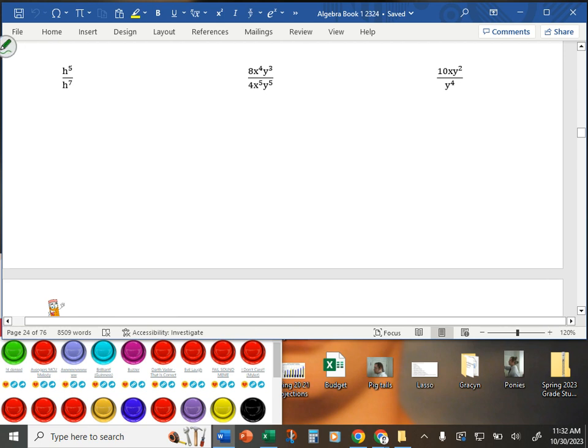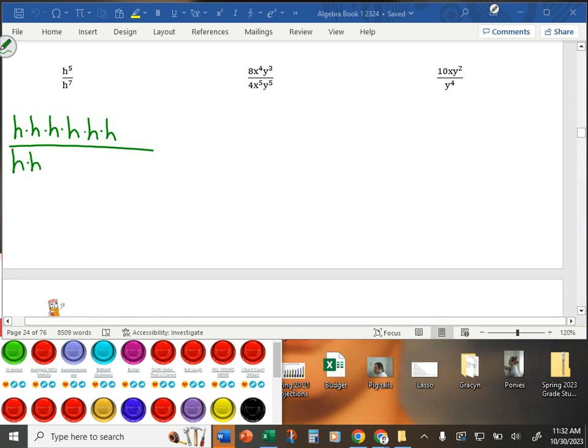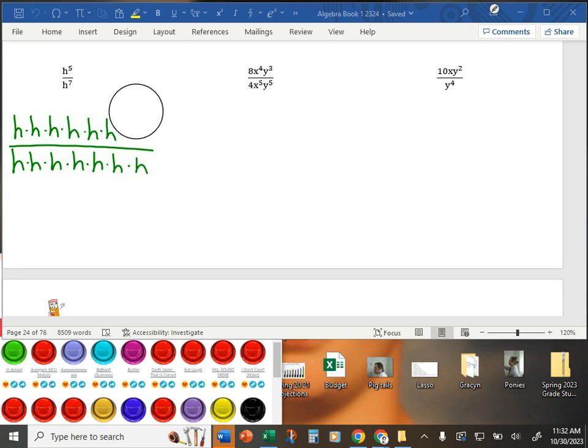This next one now, h to the 5th over h to the 7th, h times h times h times h times h. This time I've got more h's in my denominator. I think I made an extra h. Whoops. There we go. Okay. What's h divided by h? Peyton? What's h divided by h? 1. So cancel out, cancel out, cancel out, cancel out, cancel out. How many h's do I have left over and where are they?